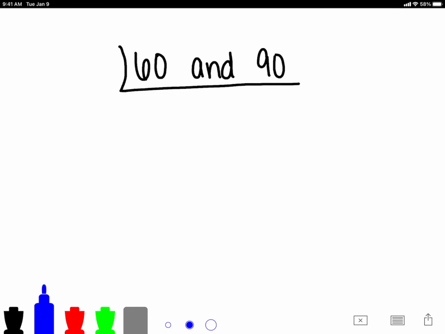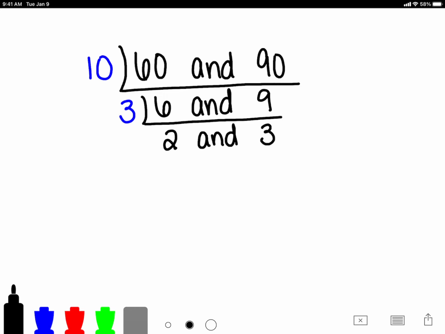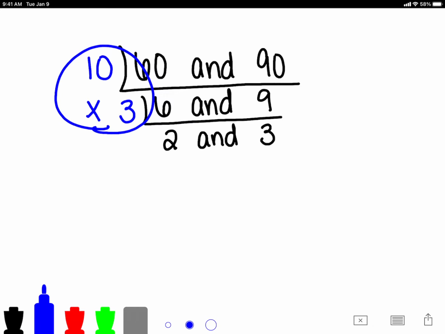Now if you notice, 6 and 9 have a common factor, so I can divide again. 6 and 9 can both be divided by 3. 6 divided by 3 is 2, and 9 divided by 3 is 3. I can't do anything else with that 2 and that 3. They don't have any other common factors besides 1. So at this point I'm done, and I would take the two numbers on the outside and multiply them together. 10 times 3 is 30. So the GCF for 60 and 90 is 30.